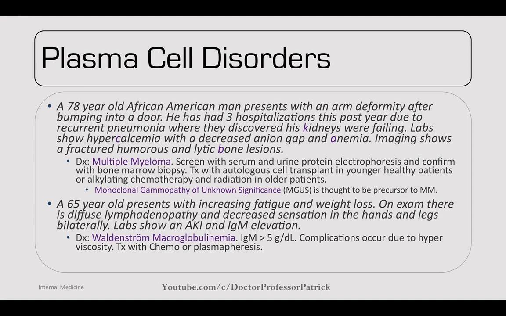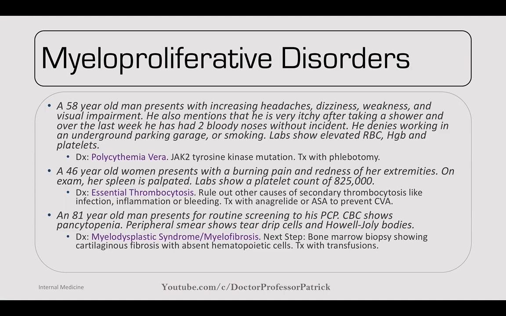Next, we've got a 65-year-old who presents with increasing fatigue and weight loss. On exam, there's diffuse lymphadenopathy and decreased sensation in the hands and legs bilaterally. Labs show an AKI and IgM elevation. So this is Waldenstrom's macroglobulinemia. Anything with IgM greater than 5 grams per deciliter. Complications occur due to hyperviscosity syndrome, so think the peripheral neuropathy, and you want to treat with chemo or plasmapheresis.